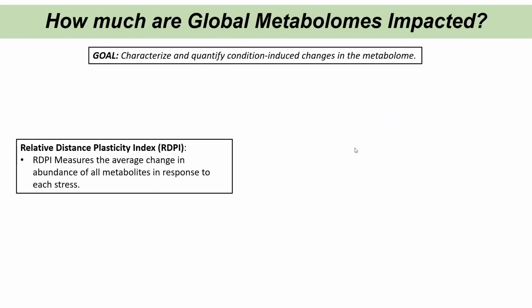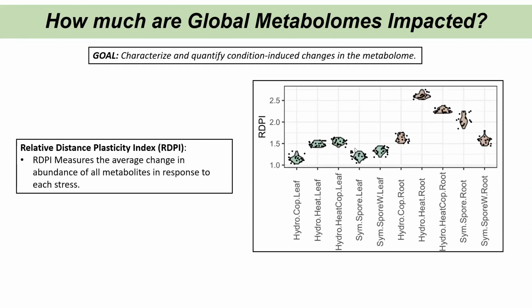Before I get to the CANOPUS results, I want to talk about how the global metabolomes are impacted in these different conditions. The goal here is to characterize and quantify condition-induced changes in the metabolome. The metric that I chose to do this with is the relative difference plasticity index. This measures the average change in abundance of all metabolites in response to each condition.